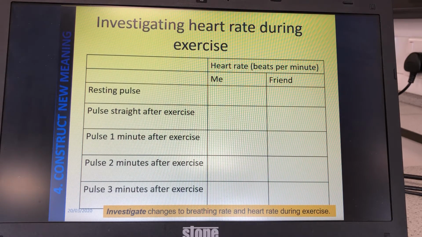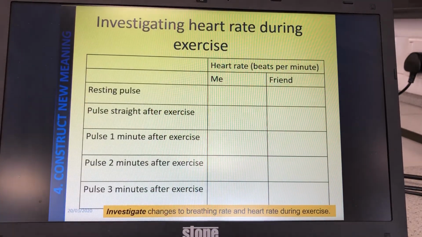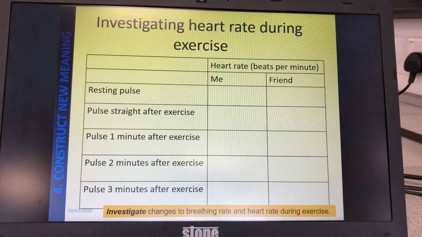Keep counting. Sit down. Okay, stop. Double that number. Write it down for pulse straight after exercise, just here. Going to count in again in 15 seconds. If you've got your Fitbit, great.